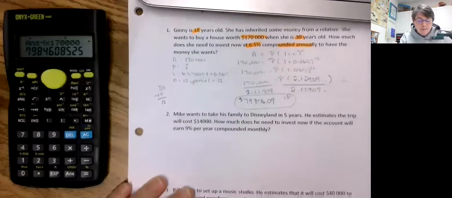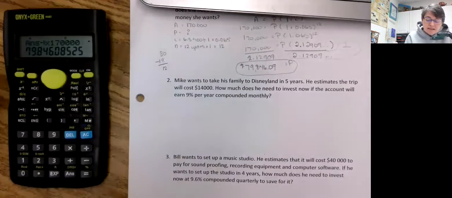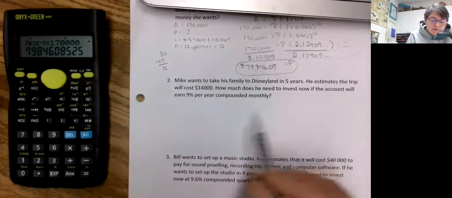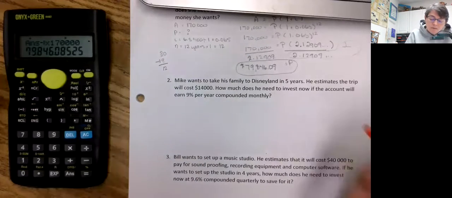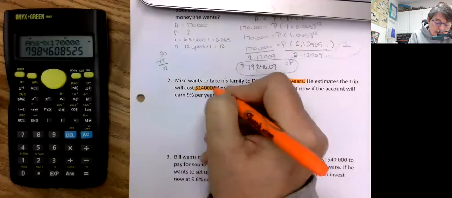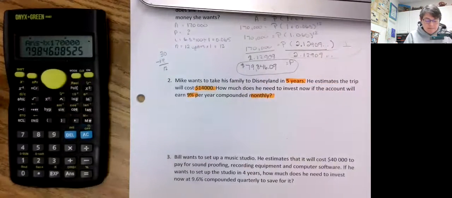Okay, let's talk about Mike and going to Disneyland. He wants to take his family to Disneyland in 5 years. He estimates the trip will cost $14,000. How much does he need to invest now if the account will earn 9% compound? Okay, so we got a time, we got some money, and we got a percentage, and we got some compounding.